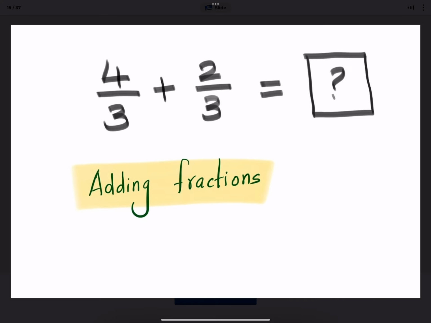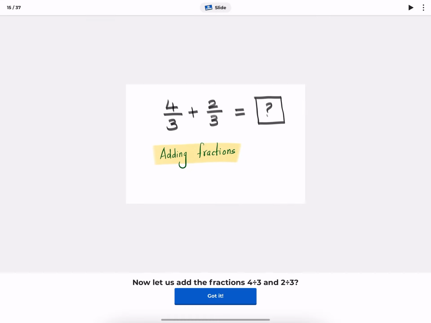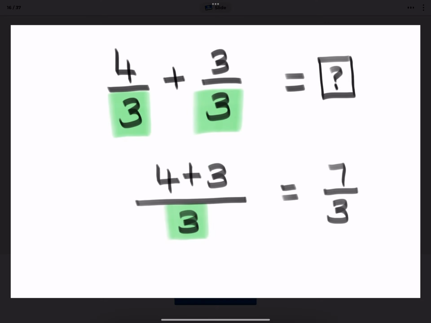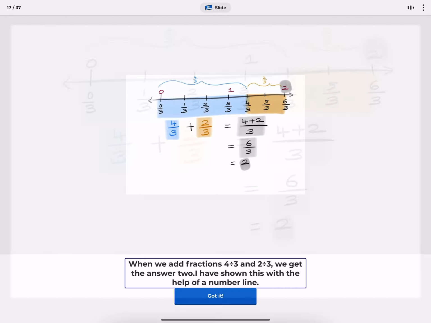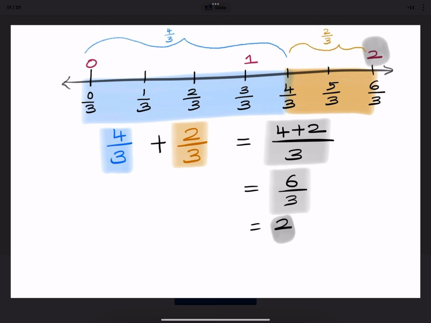Now let us add the fractions 4 divided by 3 and 2 divided by 3. The denominators of the fractions are the same number 3, so write the denominator as such, but add only the numerators. When we add fractions 4 divided by 3 and 2 divided by 3, we get the answer 2. I have shown this with the help of a number line.